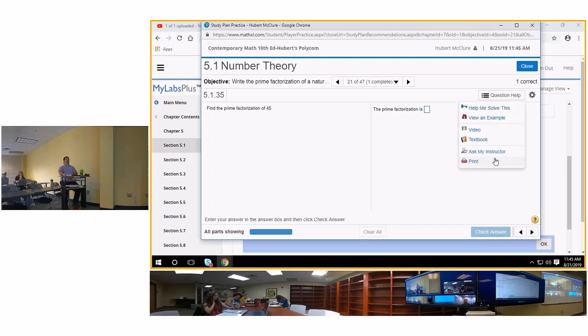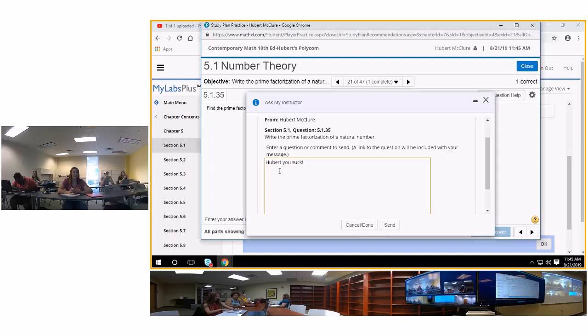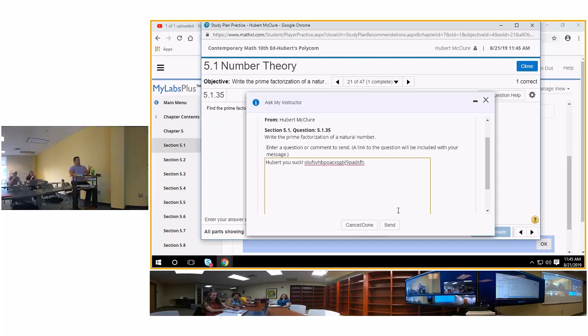Now, this is my button right here. Let's say that you've gone through and you've done everything. You've done help me solve this, you've done view an example, you've done video, and nothing helps. Last resort, ask my instructor. You don't even have to send a message. You can just say, Hubert, you suck. Okay? Now, I put that to make it a little bit funny, but I want you to see that it's real time.